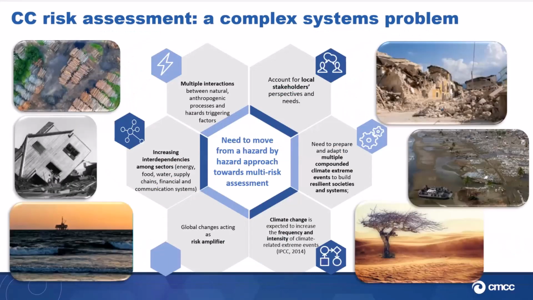As you can see, climate risk is a very complex system and problem that needs to take into account interactions among natural and anthropogenic processes and hazards. It also needs to take into account interdependencies among sectors, for example energy, food, water, and supply chain. It should also take into account global changes, including climate change that I just mentioned before. And we have to define multiple compound climate extreme events to build resilient societies and systems. More importantly, we need to take into account local stakeholder perspectives and their needs.